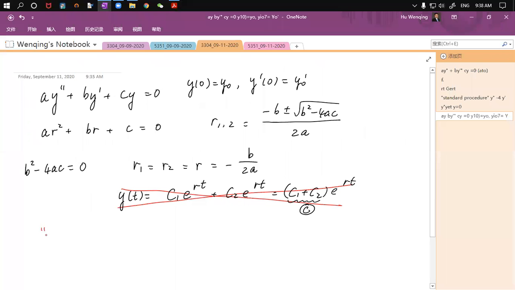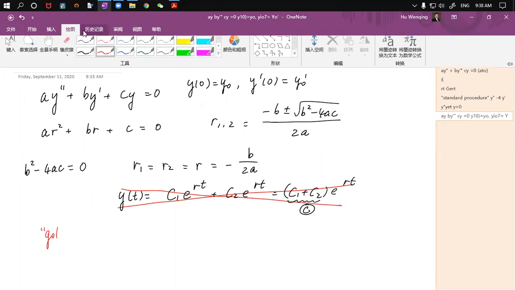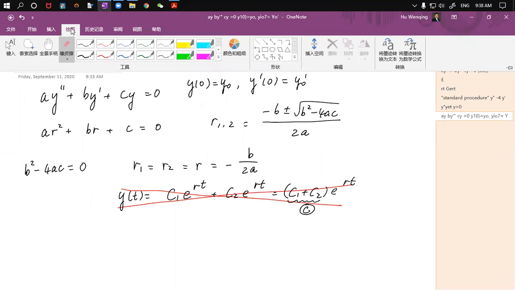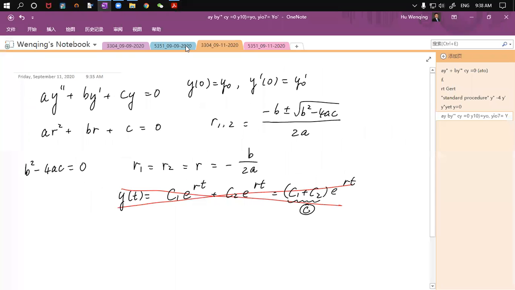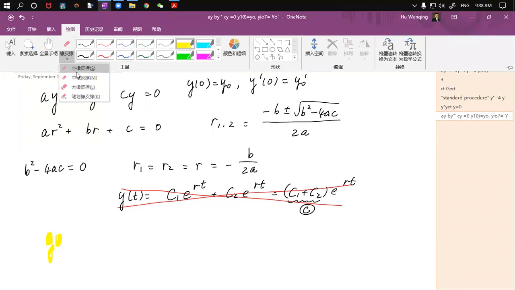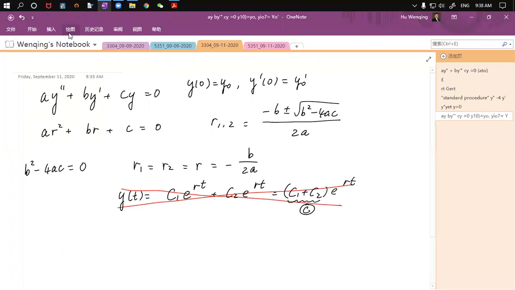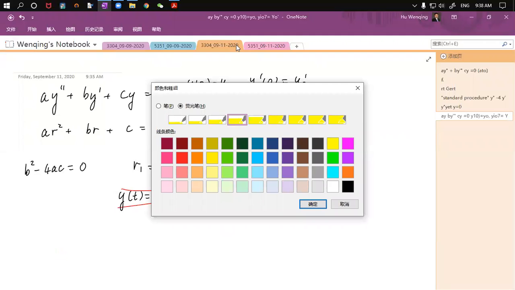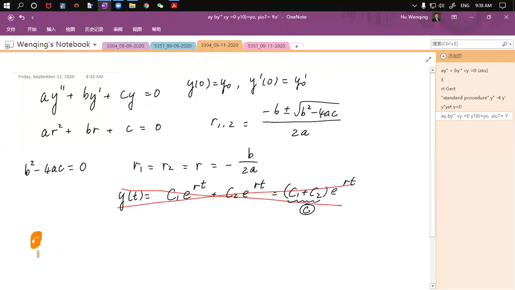So let me use another color. Let me find a good color for this. Okay, maybe I will use this color. It is called the golden principle.